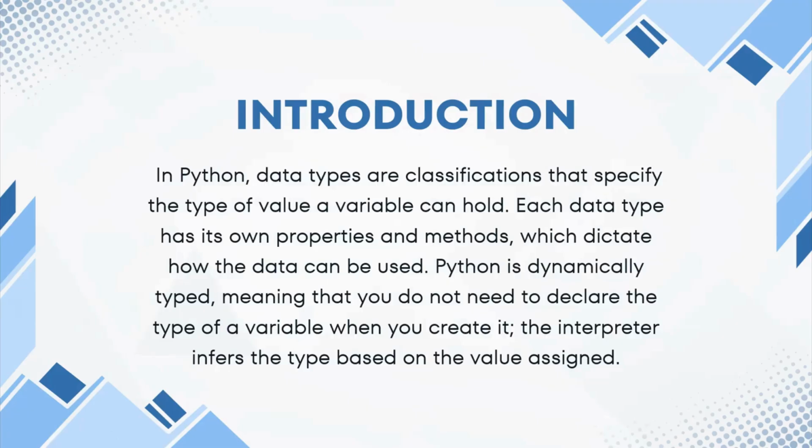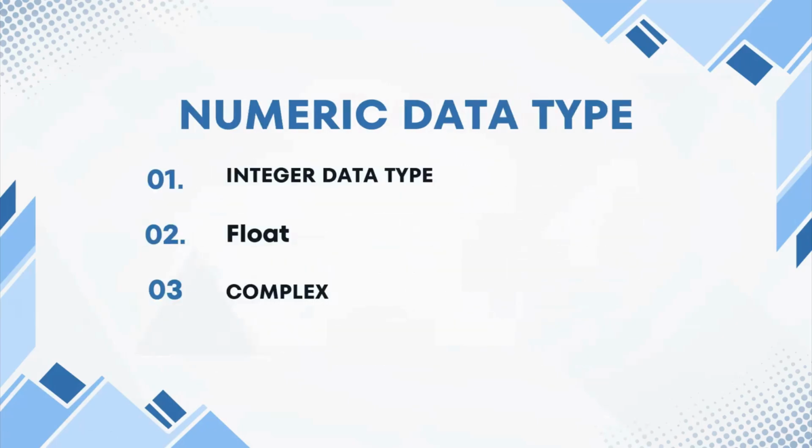Python is dynamically typed, meaning that you do not need to declare the data type of a variable when you are creating it. The interpreter infers the type based on the value assigned. Whatever value you assign, numerical or float, it will directly get interpreted. So you don't need to declare the data type like in other languages, where you need to declare the data type before you make any program.